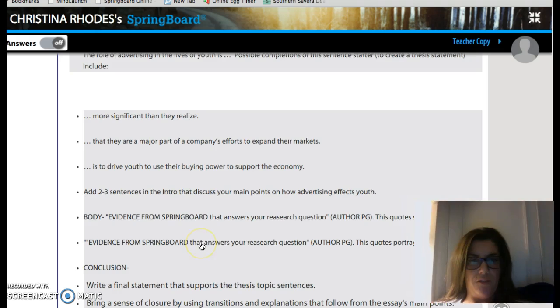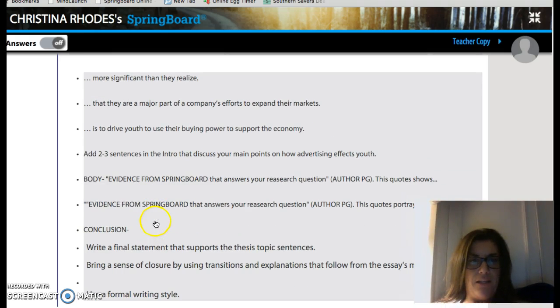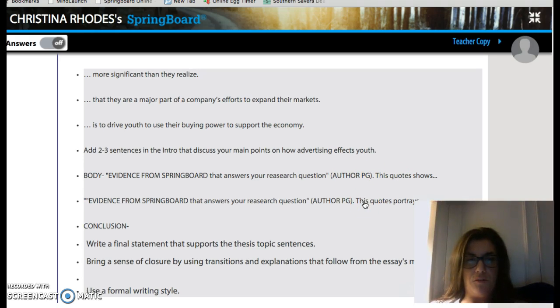So you have your introduction paragraph. Then you have your body. Please write down body in your notebook. For your body, you need to write this, the quotation mark, evidence from Springboard book that answers your research question. So you need one piece of evidence from the Springboard book. And then you're going to put the author and the page number. Then you're going to say this quote shows.